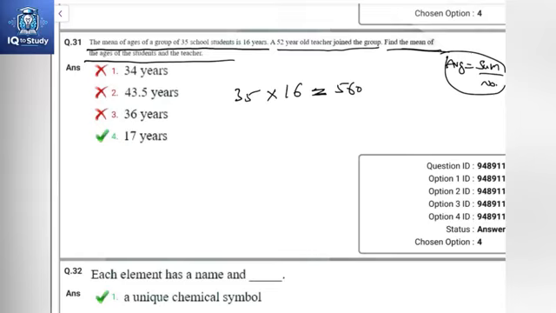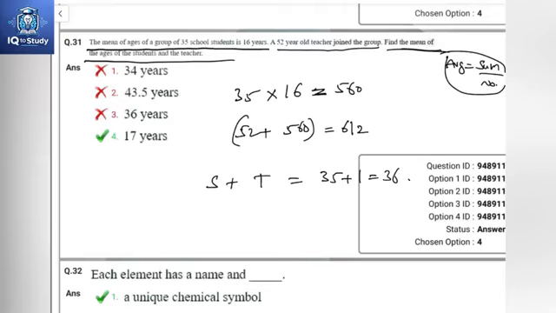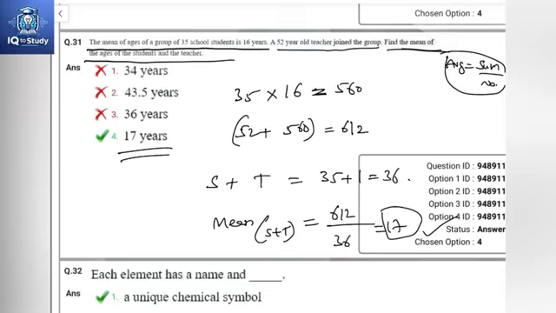If the teacher is joined in the group, then 52 plus 560 is equal to 612. So total age of students plus teacher is 612, and the number of people is 35 plus 1, which is equal to 36. And the mean of ages of students and teacher is equal to 612 by 36, which is equal to 17. So option 4, 17 years is correct.